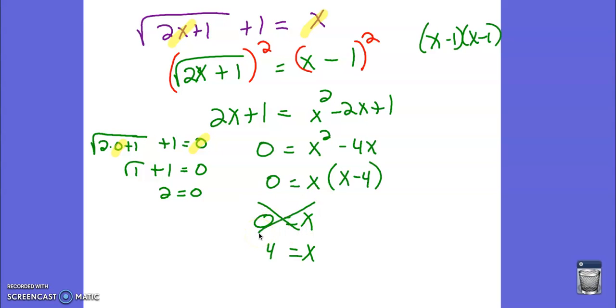If we go back and do 4, we're going to plug it in and see if it does work or not. So plug 4 in. 4 times 2, so I'm plugging it in right here. That's 8. 8 plus 1 is 9, and the square root of 9 is 3, and then 3 plus 1 is 4, and that does equal 4. So this one does work, so this is the only solution to that equation.